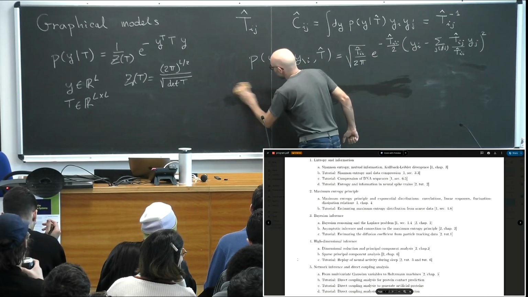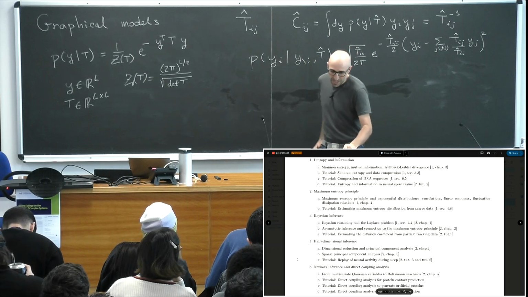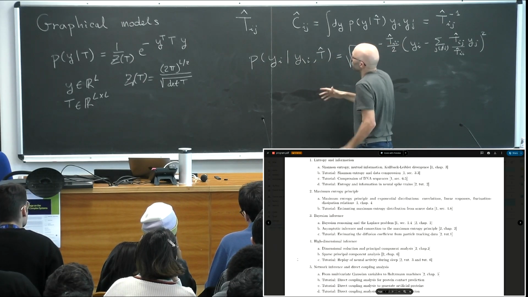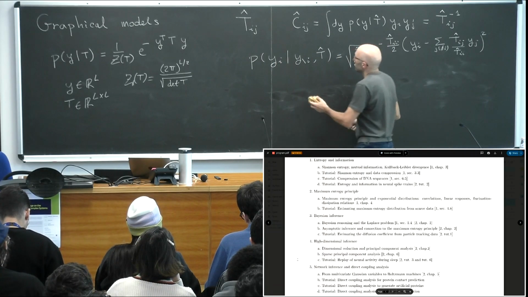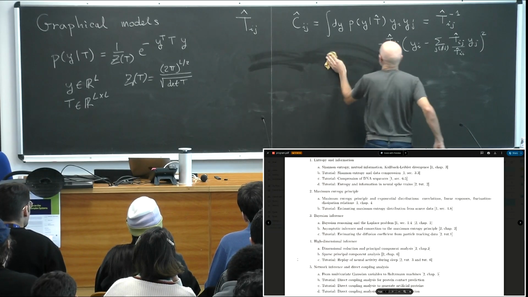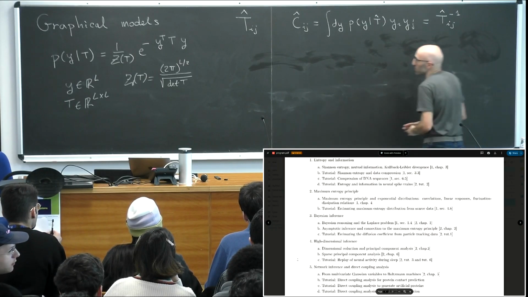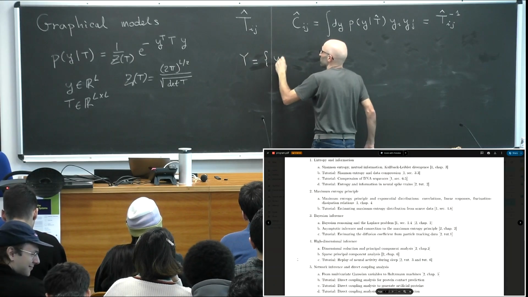Now, okay, so the goal is to reconstruct this T. Now, I already told you before that one way to infer T is to say, okay, I can do maximum likelihood once I have my data. So let's assume I have many data generated from the model.